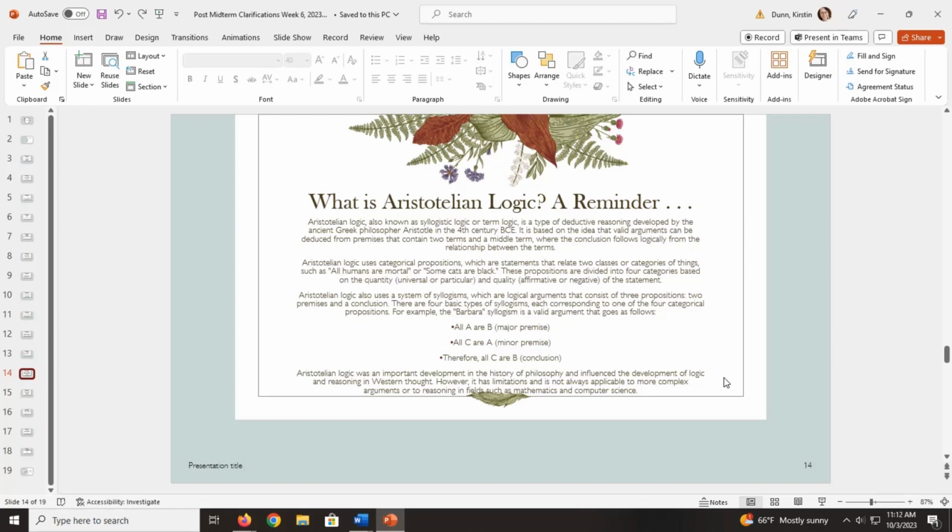For example, the Barbara syllogism is a valid argument that goes as follows. All A are B, major premise. All C are A, minor premise. Therefore, all C are B, conclusion. Aristotelian logic was an important development in the history of philosophy and influenced the development of logic and reasoning in Western thought. However, it has limitations and is not always applicable to more complex arguments or reasoning in fields such as mathematics or computer science.